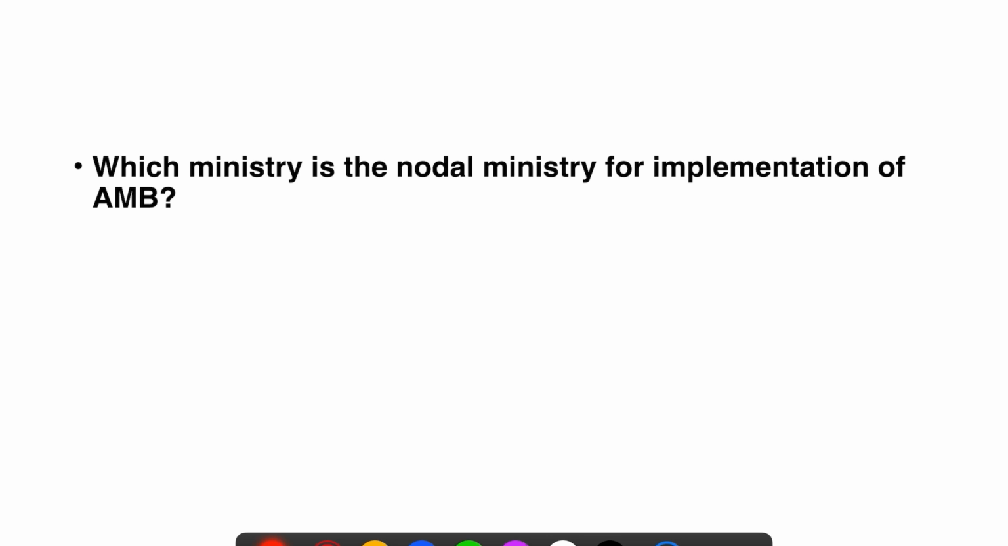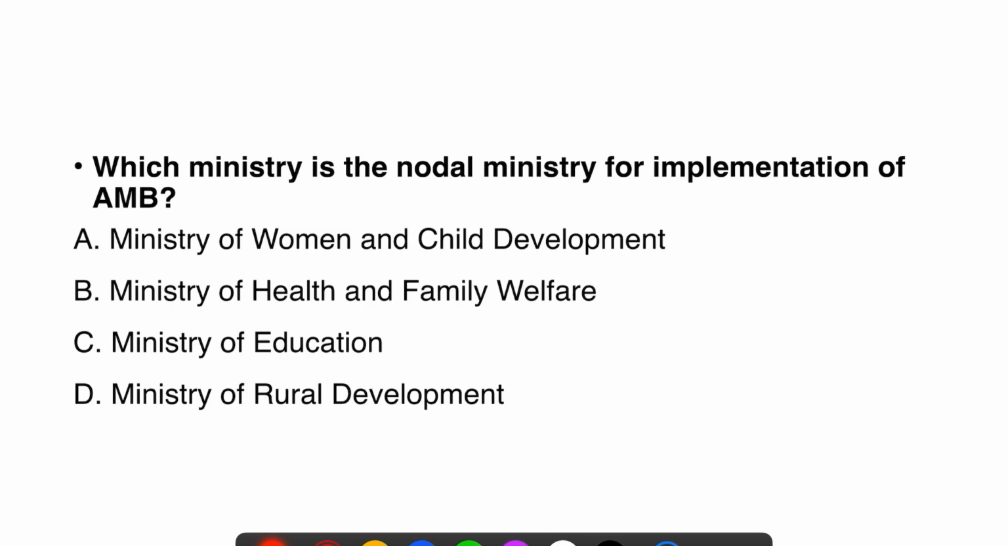Which ministry is the nodal ministry for the implementation of Anemia Mukt Bharat? And different options here are Ministry of Women and Child Development, Ministry of Health and Family Welfare, Ministry of Education, or the Ministry of Rural Development. Correct answer is Ministry of Health and Family Welfare.